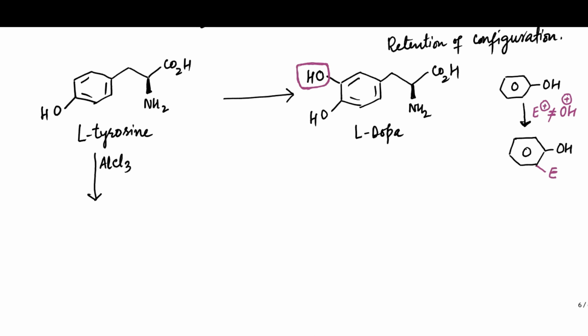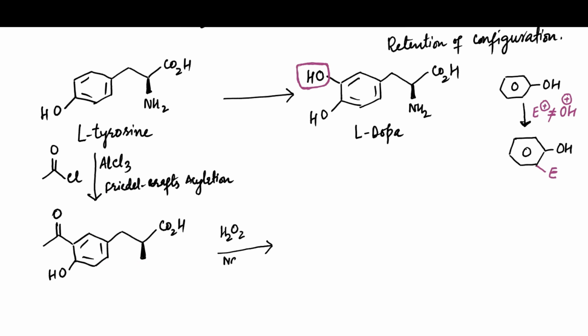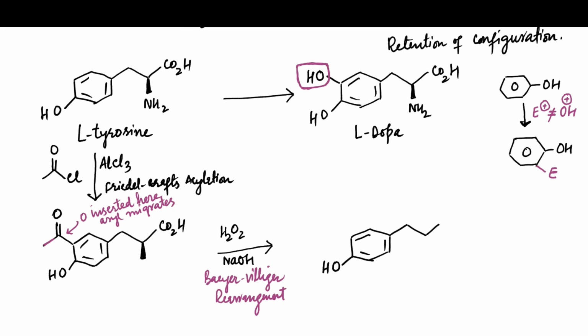If L-tyrosine is treated with acetyl chloride in the presence of AlCl3, Friedel-Crafts acylation takes place, ortho to OH, as para position is already taken. This acetylated L-tyrosine on treatment with hydrogen peroxide, in presence of sodium hydroxide, undergoes Baeyer Villiger reaction, so that oxygen from peroxide enters between carbonyl and aryl group to form ester. This ester can then be converted to hydroxyl by hydrolysis.